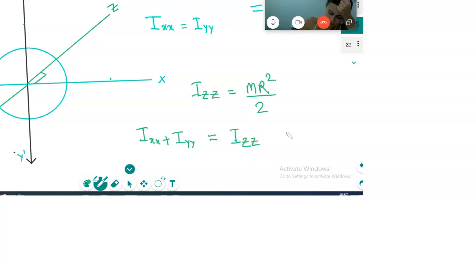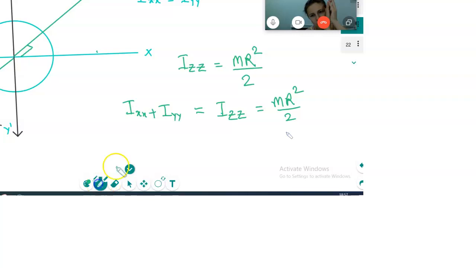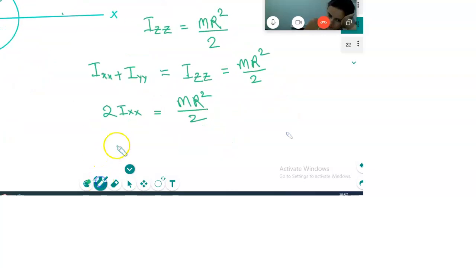Is it clear? Yes. So it is equal to mr square divided by 2. But you said that Ixx and Iyy are the same. Same. So can I write here 2Ixx is equal to mr square by 2? Yes. So Ixx is equal to how much? Ixx is equal to mr square divided by 4.